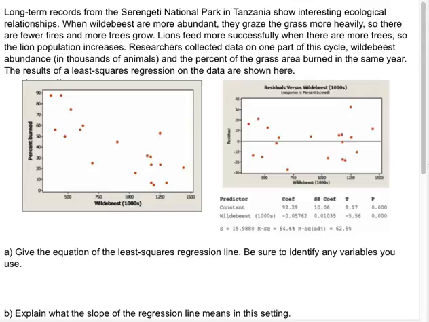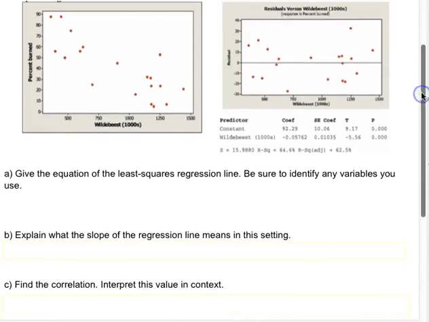All right. So what they're showing us is a scatter plot on the left, the residual plot on the right, with the Minitab computer output of this. So let's go through and answer these questions. So first, give the equation of the regression line. So remember, we need to know how to pick out this information.